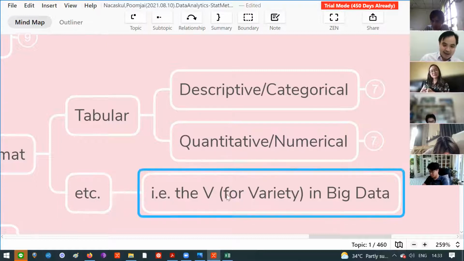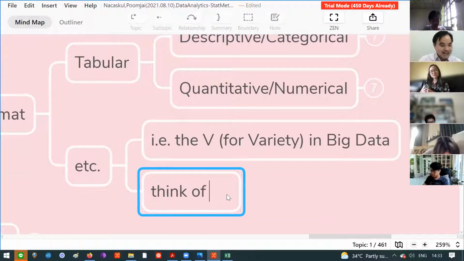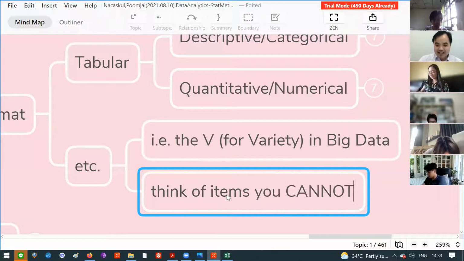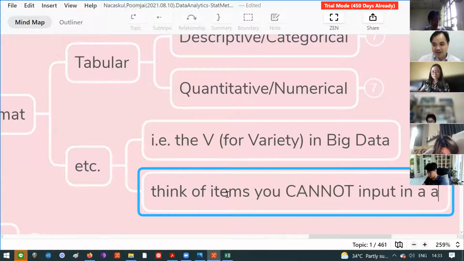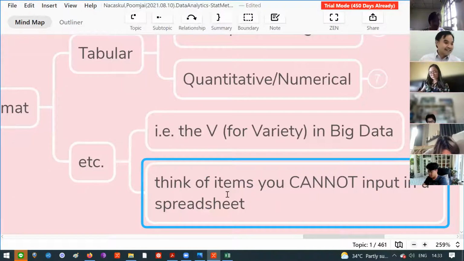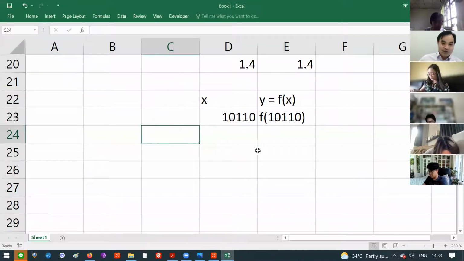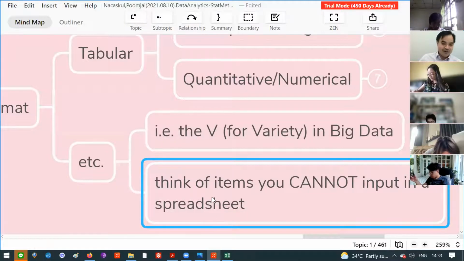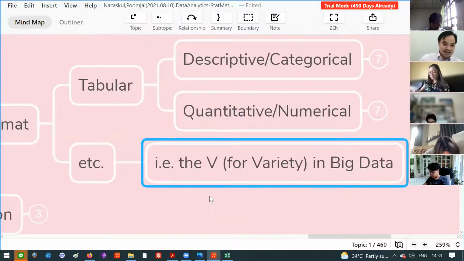I'm going to erase it. Think of items you cannot input in a spreadsheet. Now you can put picture here, but you won't be able to read it as a picture. You can just keep it. So it doesn't work. It's something that you cannot enter here. What falls under this category? Well, I'm going to defer to that discussion because I'm going to discuss it under the heading of big data. So we'll come back to that.